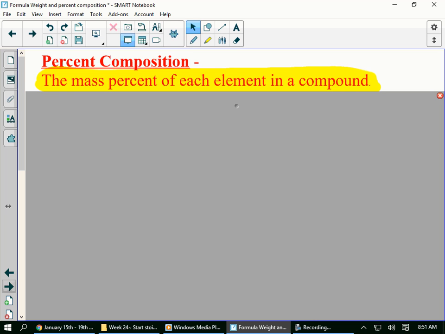Percent composition is the mass percent of each element in a compound.